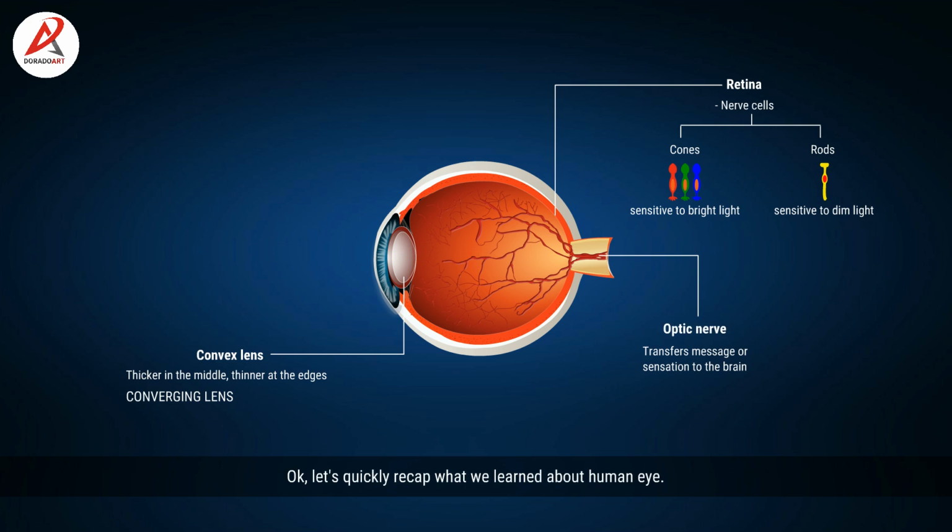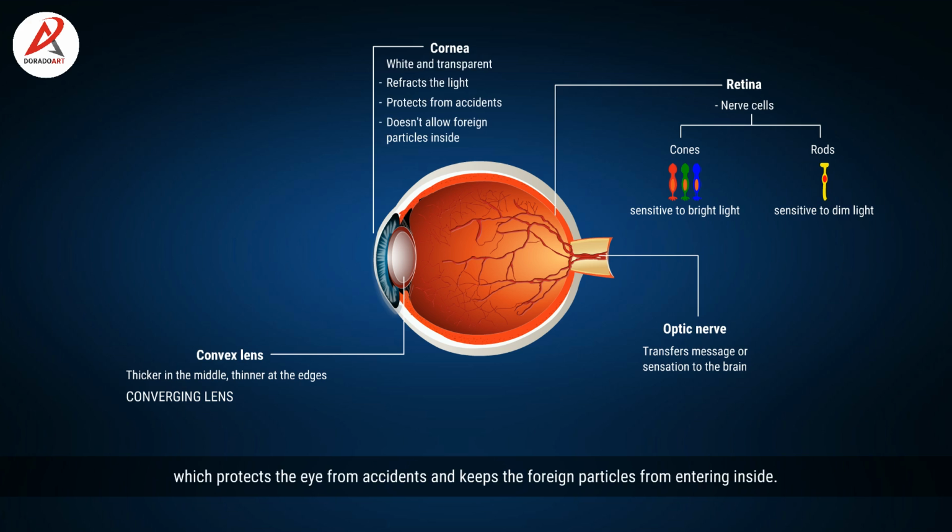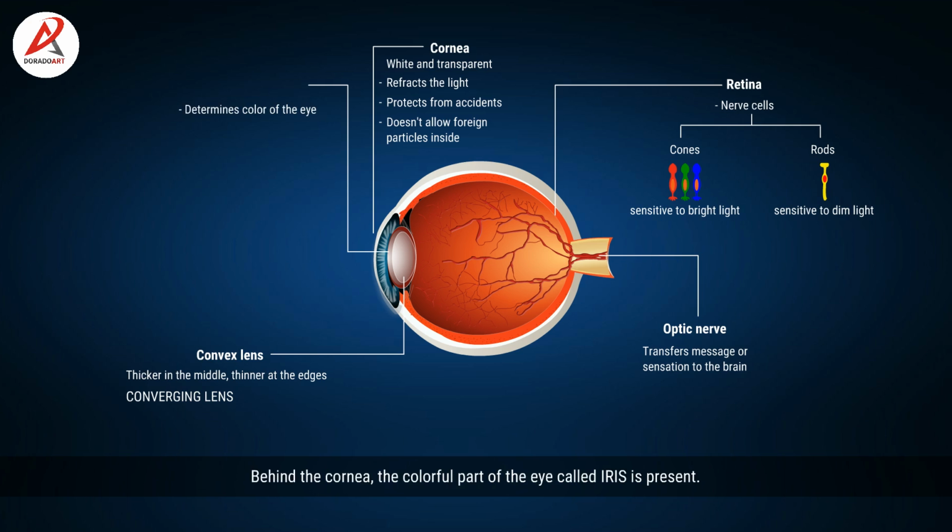Okay, let's quickly recap what we learned about the human eye. The human eye has a roughly spherical shape. The outer part of the eye called the cornea is a thick white transparent wall, which protects the eye from accidents and keeps foreign particles from entering inside. Behind the cornea, the colorful part of the eye called the iris is present. It has a small opening at the center called the pupil.